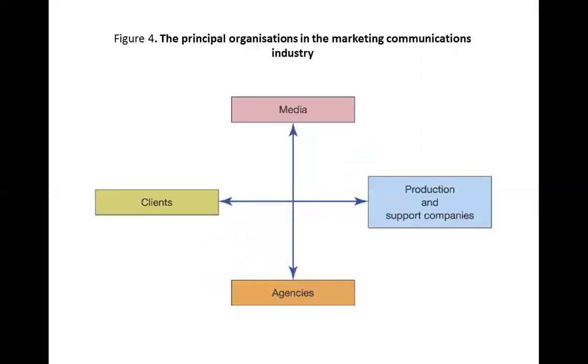The last figure is the principal organizations in the marketing communications industry. Here we see that our media are connected with agencies and our clients are connected with the production and support companies. So those 2 different types collaborate with each other, and they cross each other, and we use all of them in our whole system that we call our sales and promotions.